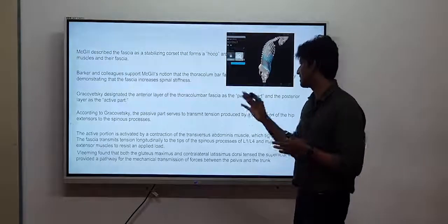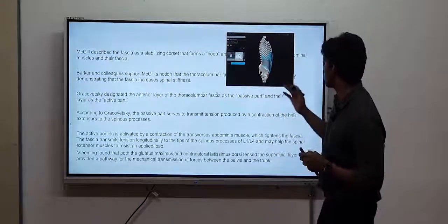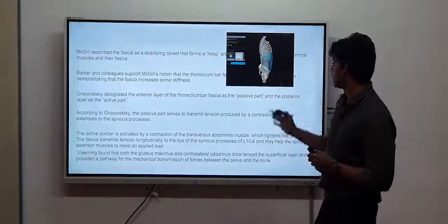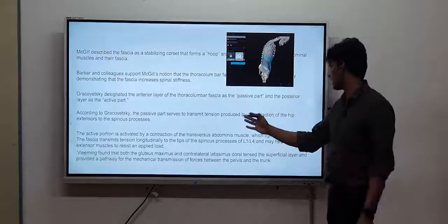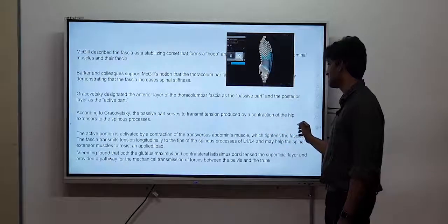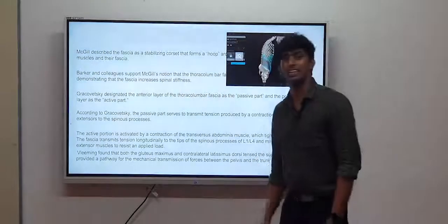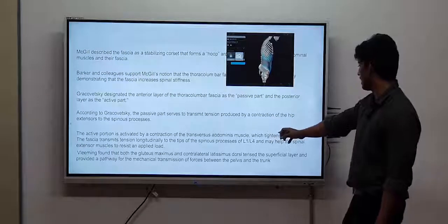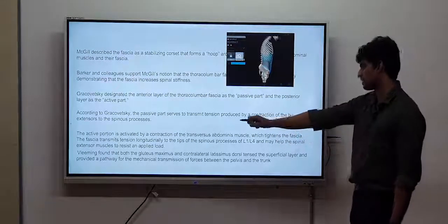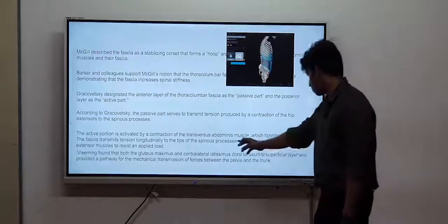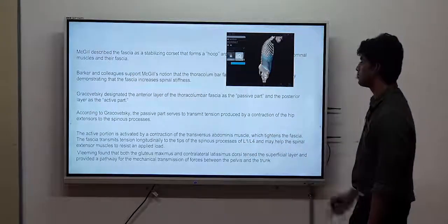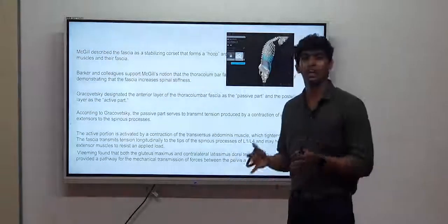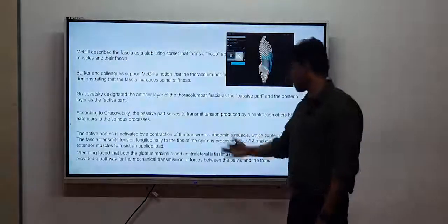Grekovetsky designated the anterior layer of the thoracolumbar fascia as the passive part and the posterior layer as the active part. According to him, the passive part serves to transfer the tension produced by the contraction of the hip extensors to the spinous processes. That's what I explained with the deadlift. The active portion is activated by the contraction of the transversus abdominis muscle, which tightens the fascia. The fascia transfers the tension longitudinally to the tips of the spinous processes of L1 to L4 and may help the spinal extensor muscles resist an applied load. Whatever I explained practically, they explained in theoretical form.